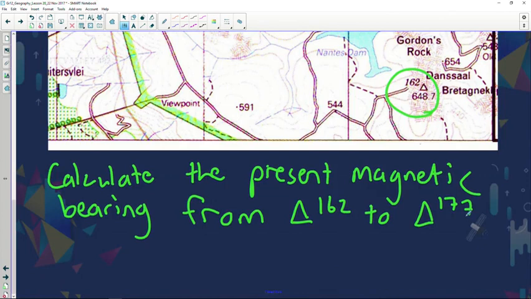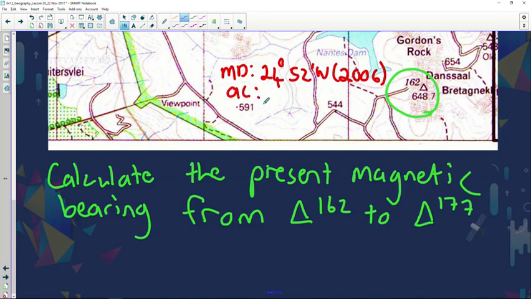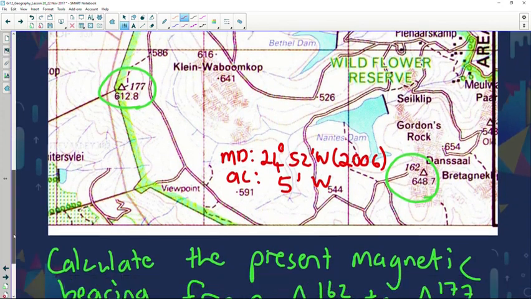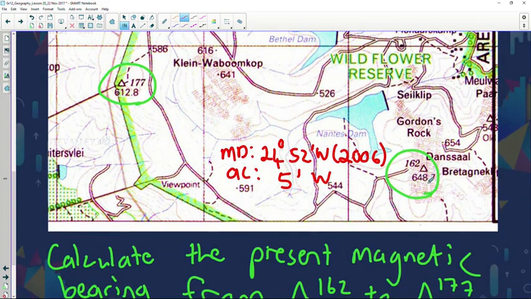And let's just quickly fill in the magnetic declination on here. The magnetic declination for the pole map is 24 degrees, 52 minutes west, and the map was drawn, let's say, in 2006, and the annual change, let's make it 5 minutes west. So now the question states, calculate the magnetic bearing from Trick Beacon 162 to Trick Beacon 177.